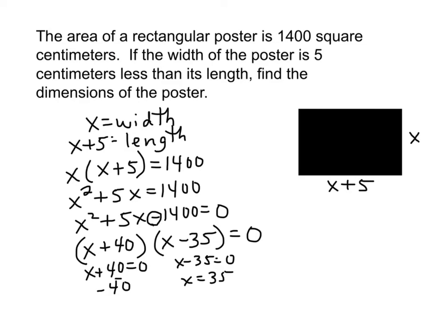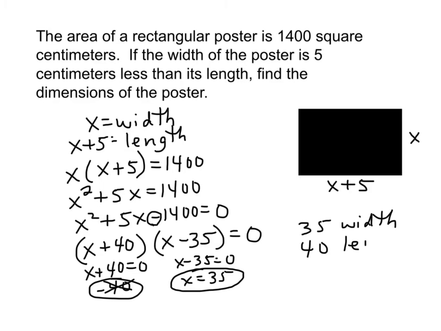And obviously this particular answer right here, I cannot have a width of negative 40, so that's not going to work. So my width is 35, and my length would be 5 more than that. My length would be 40. And certainly something that is 35 by 40 does have an area of 1400. Once again, that's the way I would go through and solve that problem. You may have gone through and solved that problem a different way.